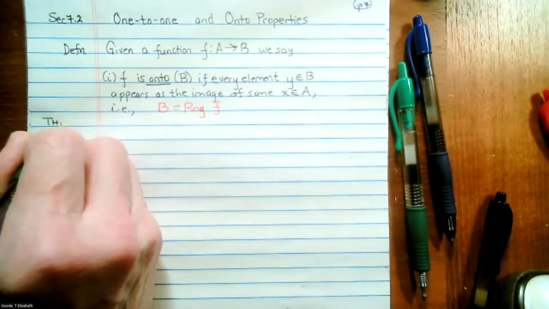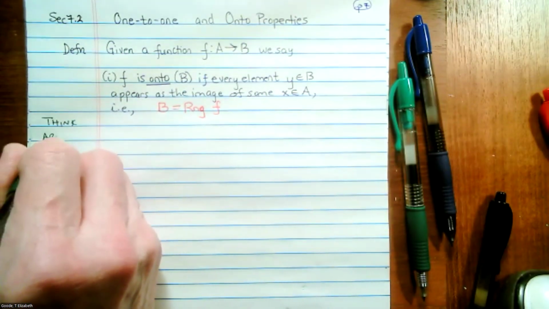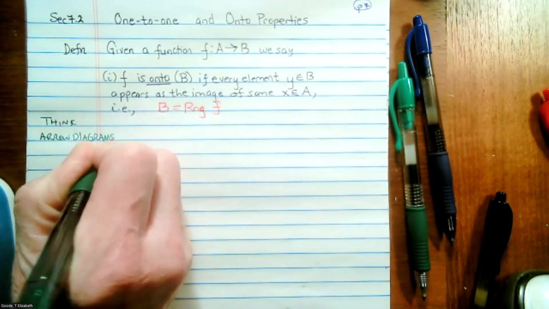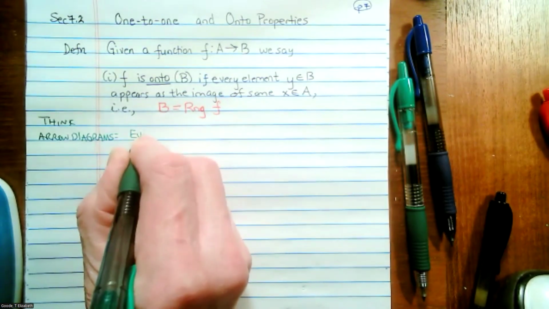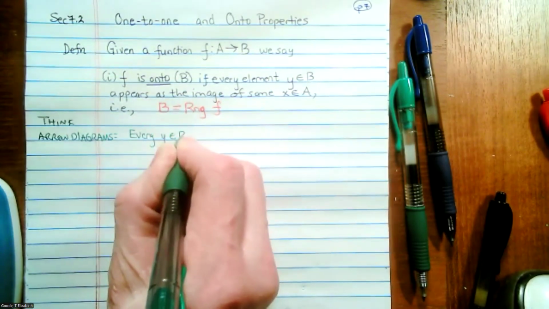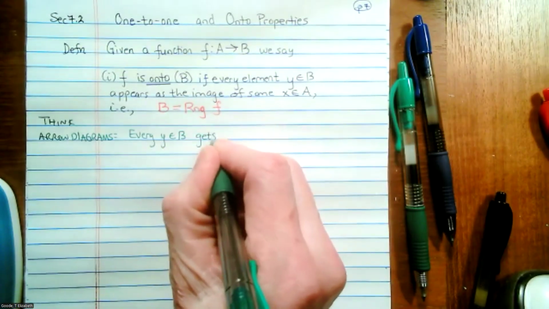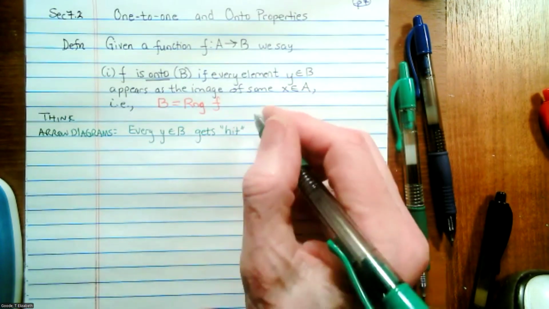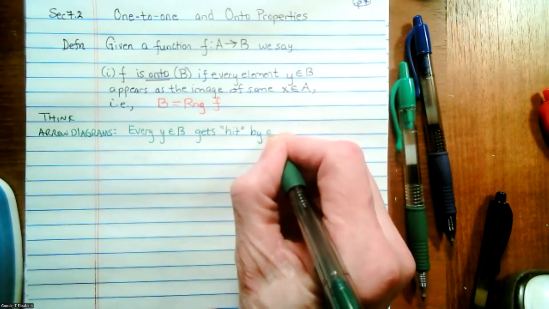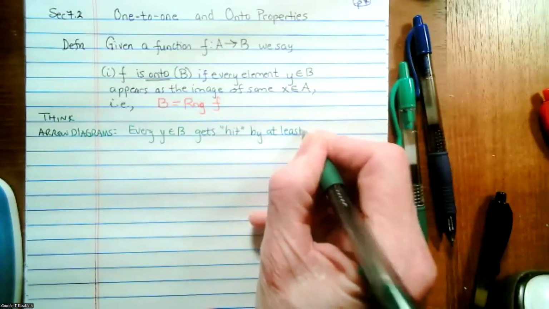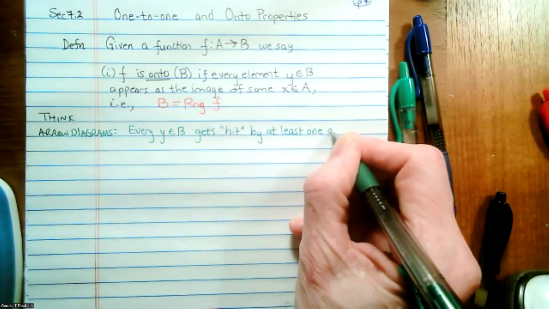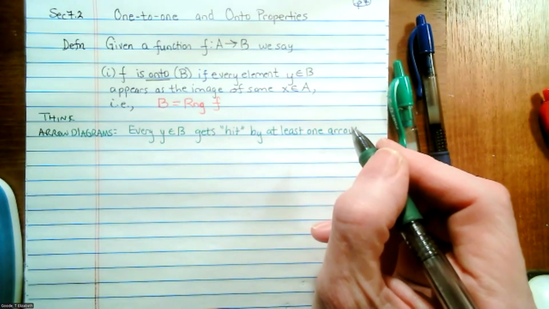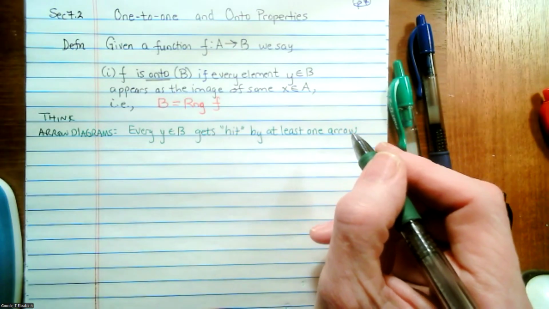But I actually prefer to think about arrow diagrams as a way to understand onto: every y in B gets hit by an arrow. So by at least one arrow. It could be that several arrows hit some elements, but every y in B gets hit by at least one arrow.